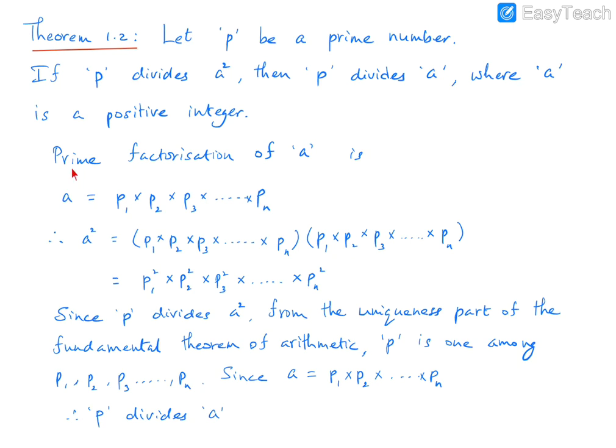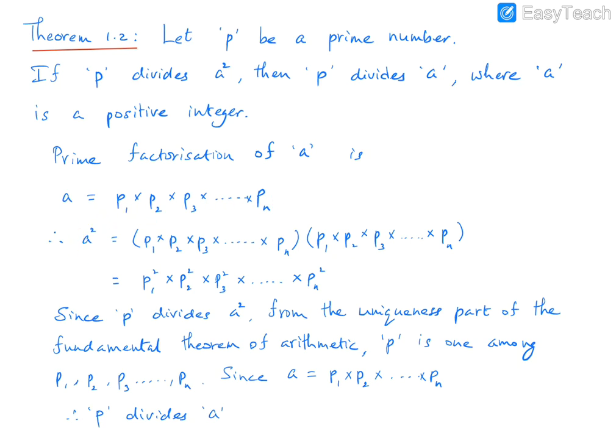So let's say we have a number a, which is a product of its prime factors. A is a positive integer, so it is a composite number. And from the fundamental theorem of arithmetic, we know that the number a can be represented as a product of its prime factors. So p1, p2, p3, and so on up to pn are the prime factors of a. So a is represented as a product of its prime factors.